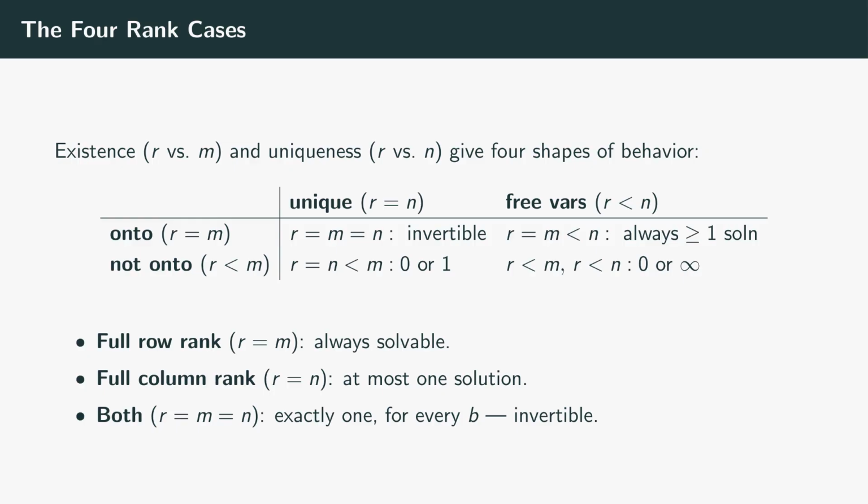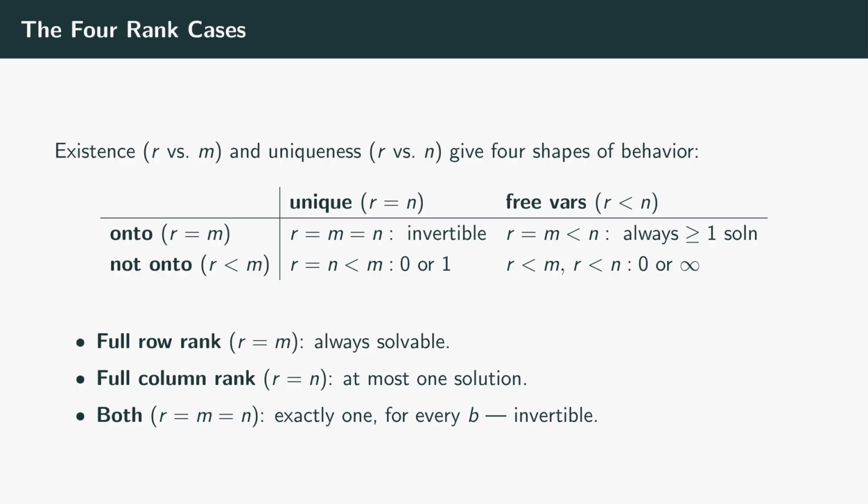It is worth laying out every possibility, because there are exactly 4. The two yes or no questions are, does the rank equal m, the number of rows, giving existence for every b, and does the rank equal n, the number of columns, giving uniqueness? Cross those and you get 4 cases. If the rank equals both m and n, the matrix is square and invertible, exactly one solution for every b.